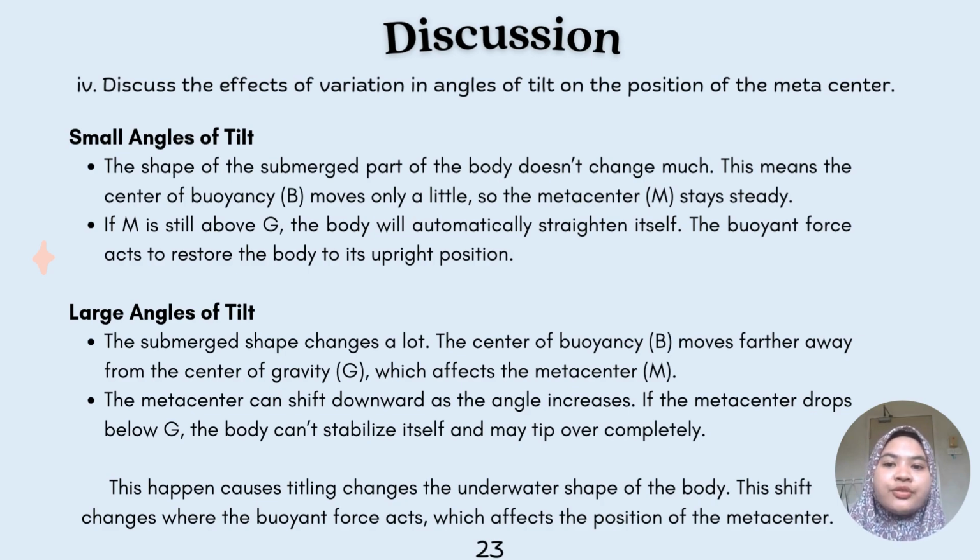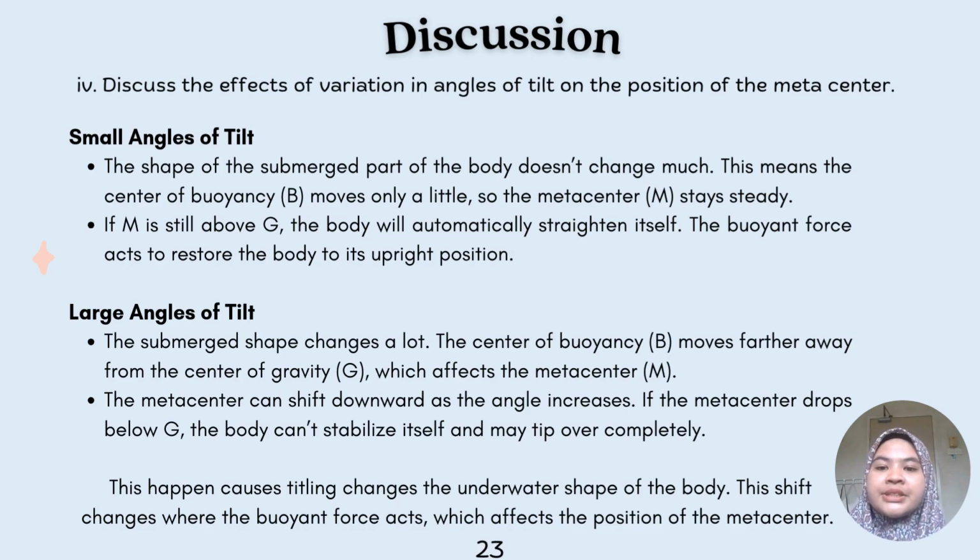For the last discussion of the experiment, we also discussed the effect of variation in the angle of tilt on the position of the metacenter. The first effect is for a small angle of tilt. The shape of the submerged part of the body doesn't change much. This means the center of buoyancy moves only a little, so the metacenter stays steady. If the metacenter is still above the center of gravity, the body will automatically straighten itself. The buoyant force acts to restore the body to its upright position.